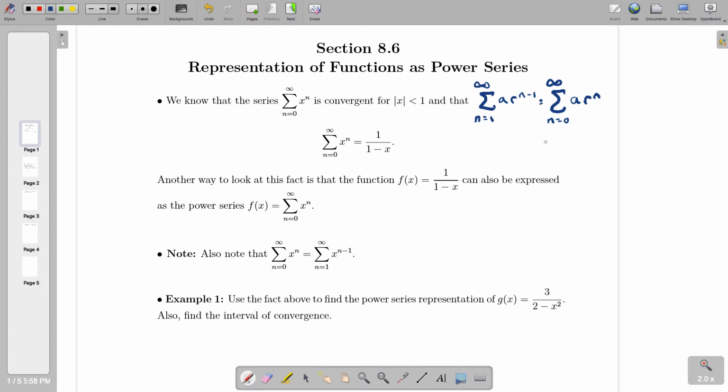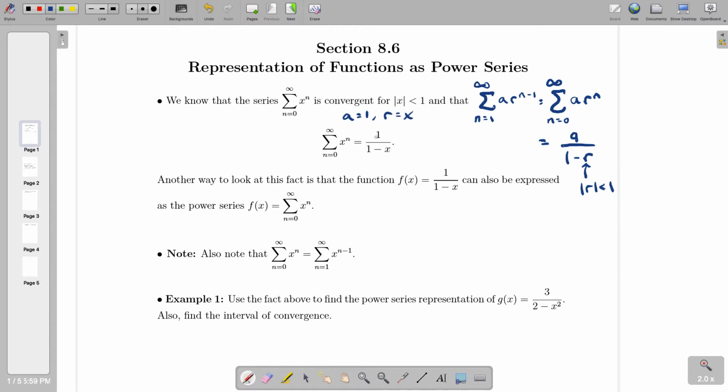And we know that under the right conditions, this sums up to a over 1 minus r. And those conditions would be that the absolute value of r needs to be less than 1. So that's what we know about geometric series. So a power series is just me replacing r with x, essentially. And also, for simplicity, I'll let a be 1 and r be x.